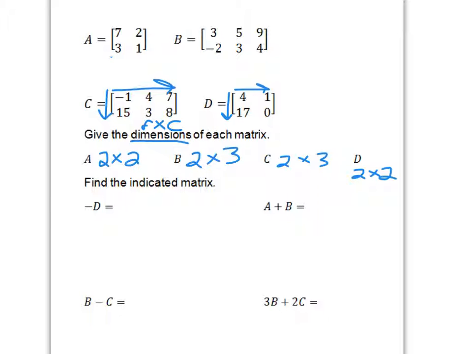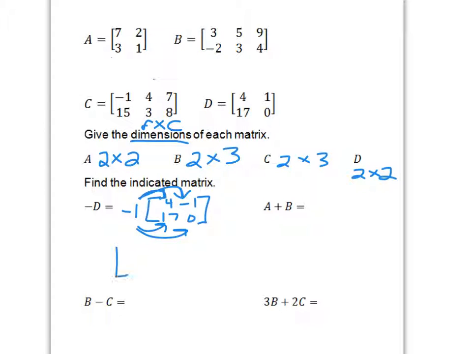Now we're going to do some operations. The first one says negative D. What that means is I'm going to multiply everything in D by, you guessed it, negative 1, which is effectively going to change all my signs. So when I distribute the negative 1 to everything, it's going to switch my signs. So I have negative 4, negative 17, 1, and 0.